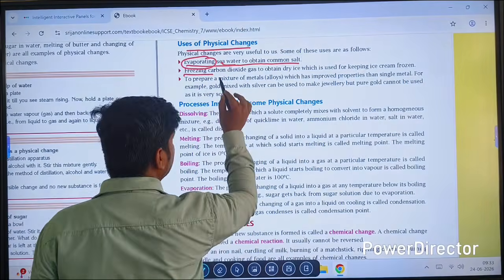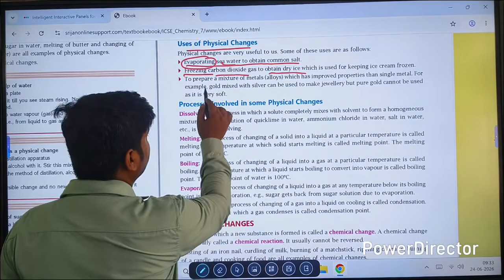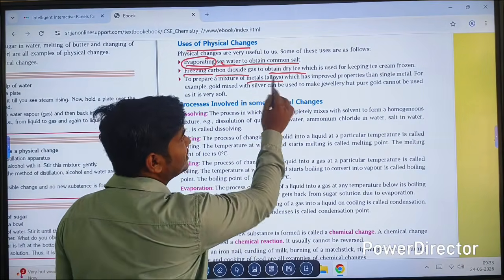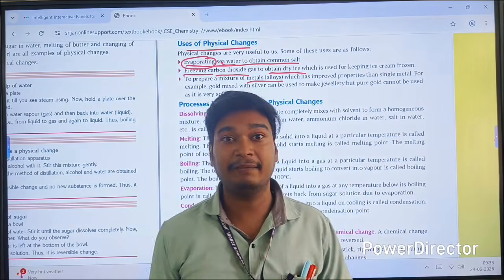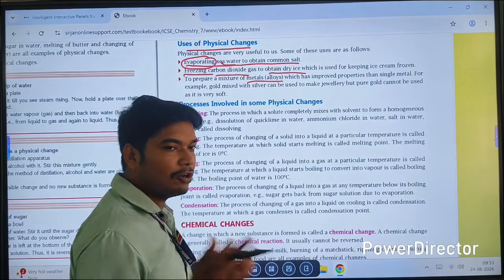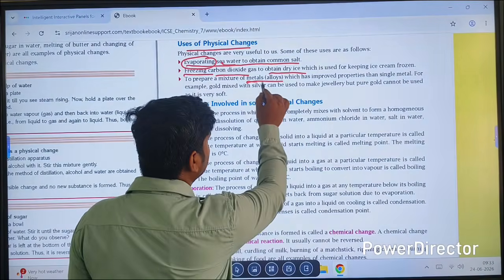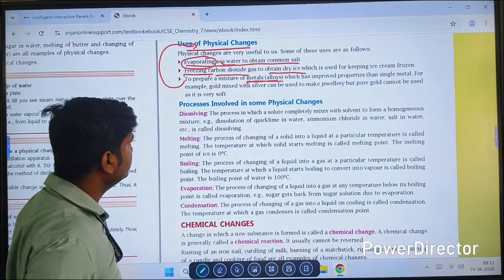Here also, freezing of carbon dioxide is to obtain dry ice. One more thing, preparing a mixture of metals, that is alloy. If you prepare a mixture of metal and non-metal, then what will form? Alloy will form. Alloy is a mixture of metal and non-metal. So this is also a physical change.